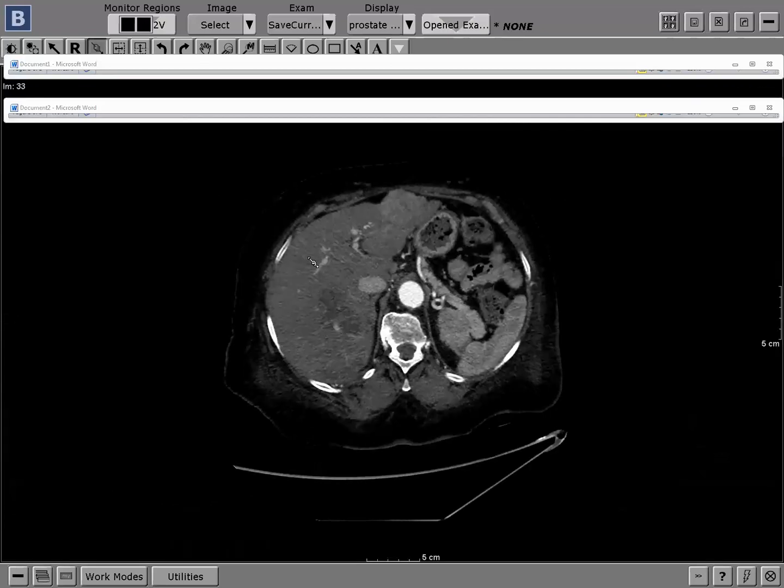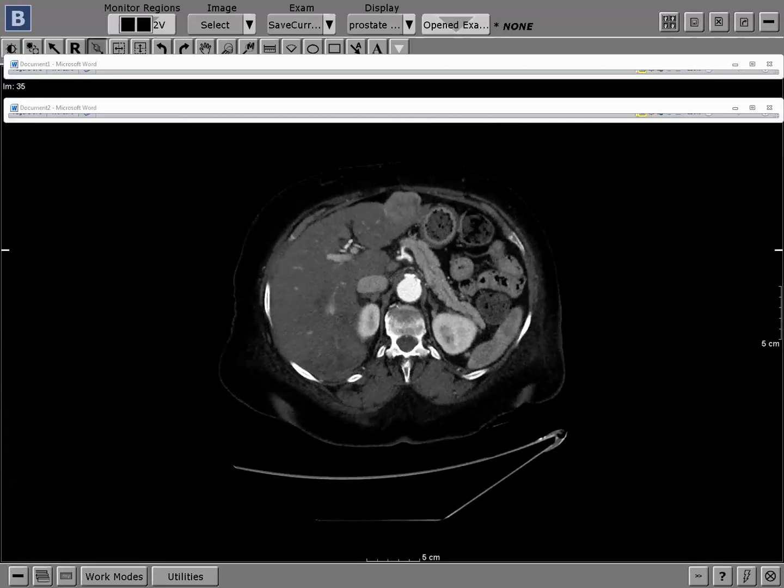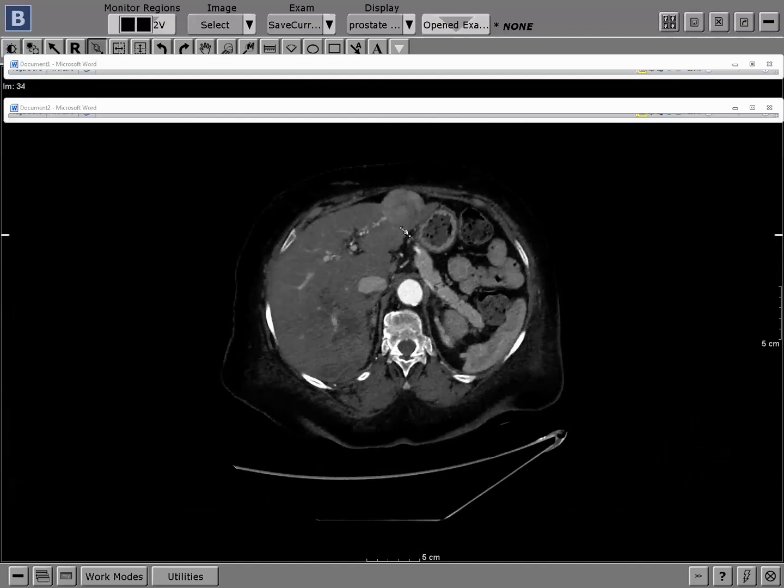Another thing that is cute: you can see these corkscrew arteries, which is another cute finding in cirrhosis.